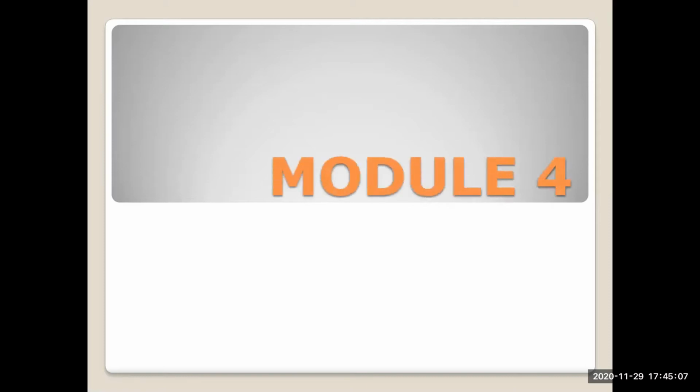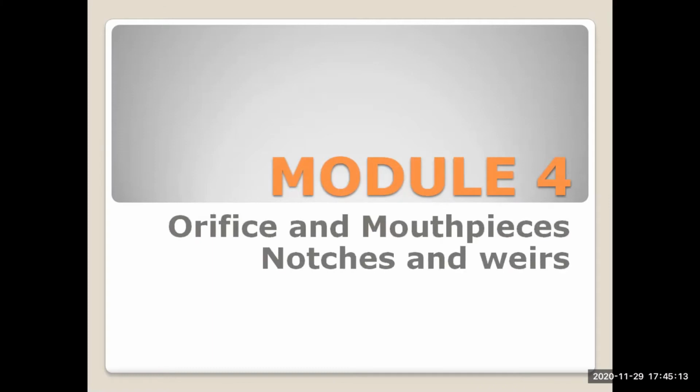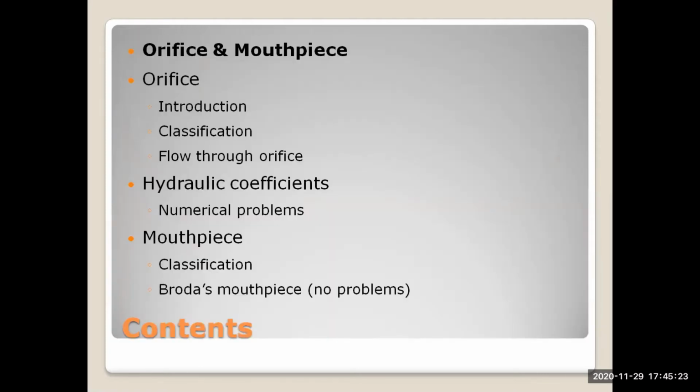Mechanics. Today we'll start module 4, which is orifice and mouthpieces and notches and weirs. In module 4 we have two parts: one is orifice and mouthpieces, and the other is notches and weirs. First we'll see the first part of module 4, that is orifice and mouthpiece. Here are the contents you're going to study in module 4.